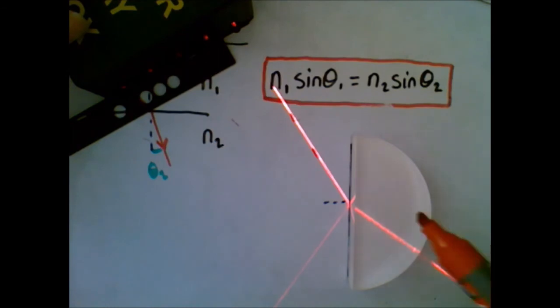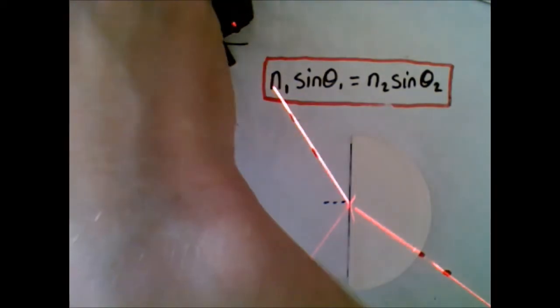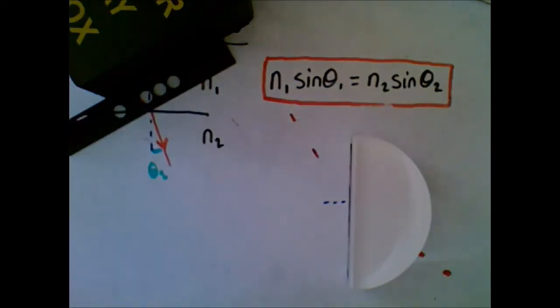Now the reason I've used a semicircular block is so it does not refract on the way out. And you can see this is not refracting on the way out, which means if I put a couple of marks down here, that will show me the path of the light ray on the way out of the block. Okay, so I can remove my ray box now.